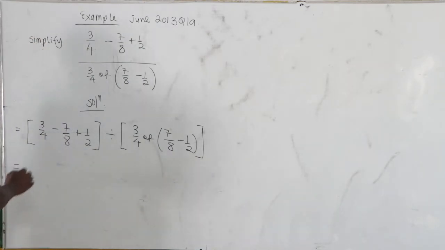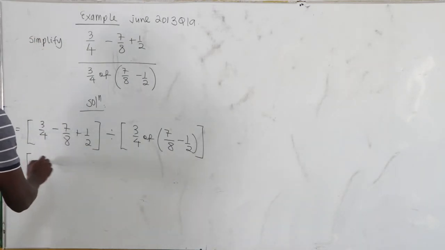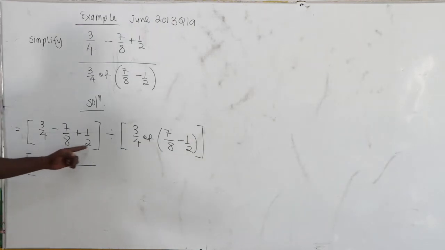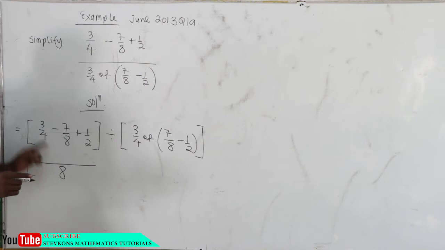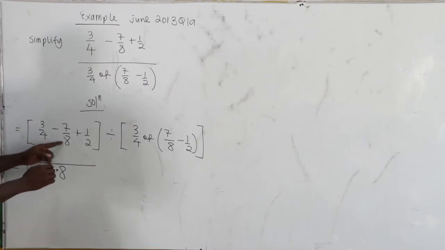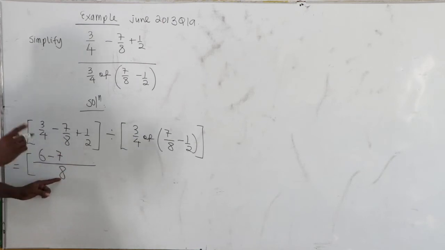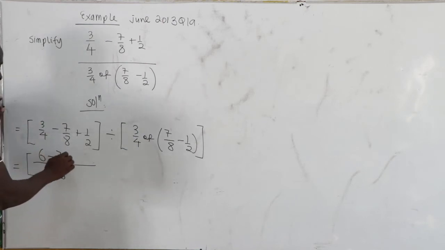Now let's work on the numerator. What's the LCM of 4, 8, 4? The LCM is 8. How many times does 4 go into 8? 2 times. 2 times 3, that is 6. 8 will go into 8 once, times 7, that is 7. 2 will go into 8 4 times, 4 times 1, that is 4.